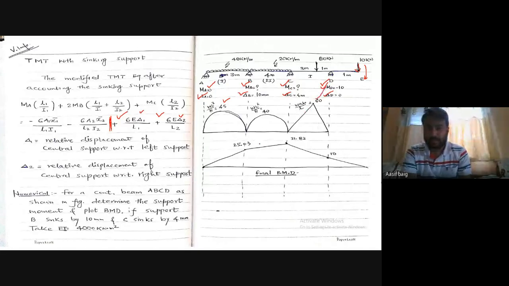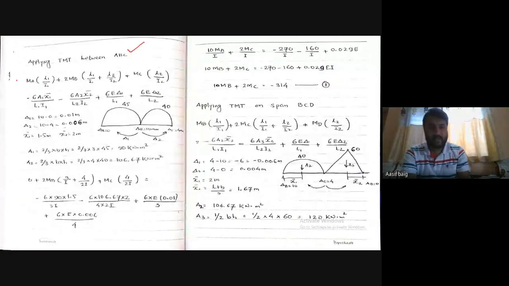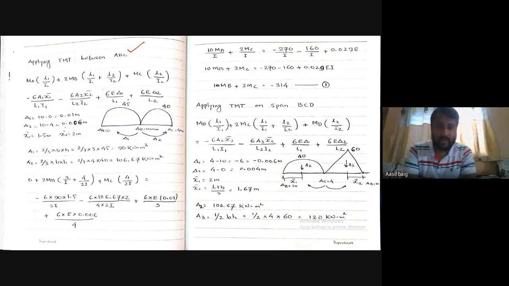Now, after this, we will apply the three moment theorem on ABC span, and secondly, we will apply the three moment theorem on BCD span. So the very first step is to apply the three moment theorem on ABC span. We will write the equation as MA L1 by I1 plus twice MB (L1 by I1 plus L2 by I2) plus MC L2 by I2 is equal to minus 6 A1 X1 bar divided by L1 I1 minus 6 A2 X2 bar divided by L2 I2, plus, due to the settlement of support, this term will be added: plus 6E del 1 by L1 plus 6E del 2 by L2. Now how to calculate del 1 and del 2, we will see.